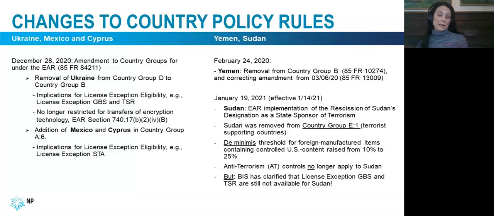Yemen has been kicked out of country group B. That's not really surprising, right? If you're following the developments in Yemen, it's way too unstable. Sudan here is also on the positive side. A couple of years ago we already had changes on the OFAC side. OFAC already indicated that Sudan was no longer subject to the embargo, essentially.